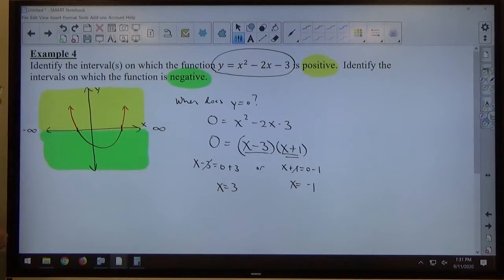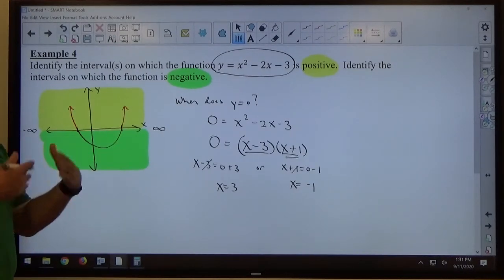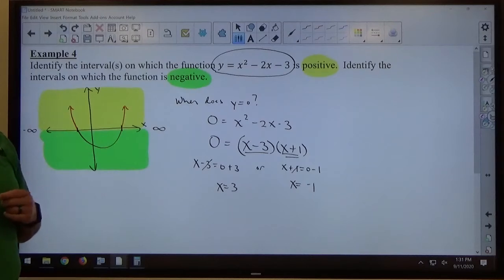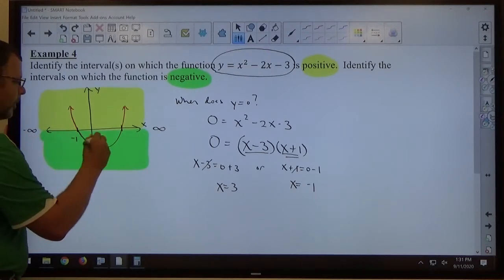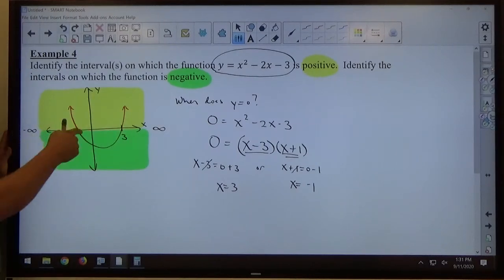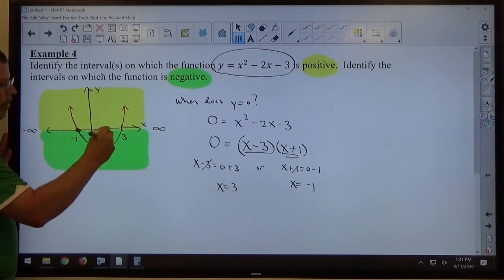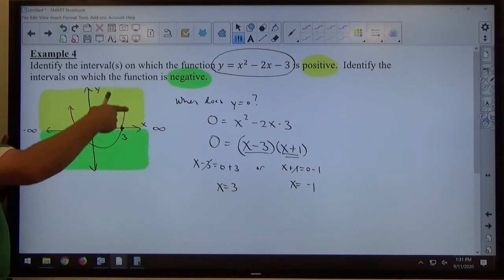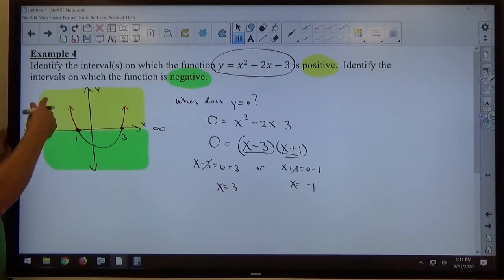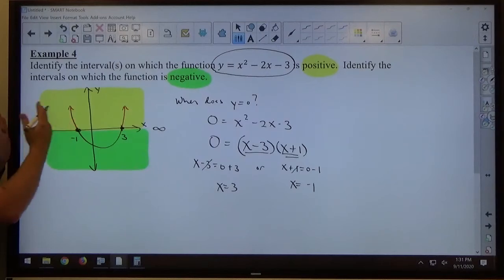Once we find those two numbers, that's applying what we already know how to do. Now this is new stuff. We want to create intervals. This is negative 1, this is 3, so basically I've got negative 1, 0 and 3, 0 as two points on my parabola. And again, this one turns upward, so it looks like this. So this interval here is from negative infinity to negative 1.